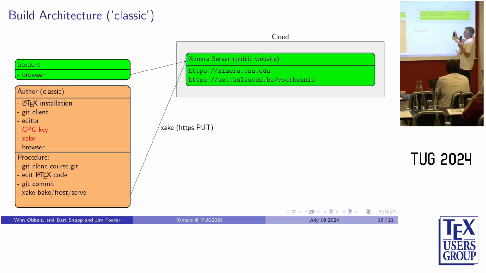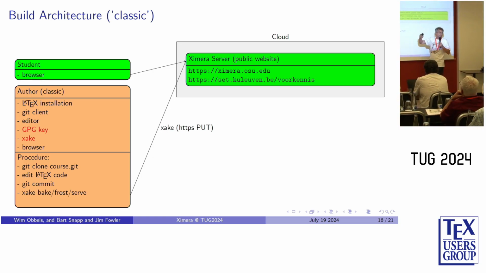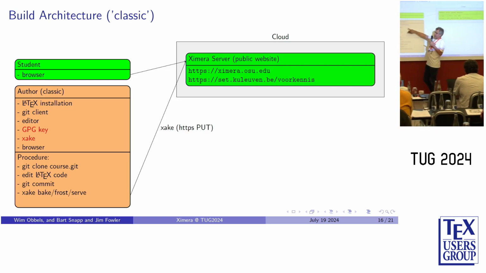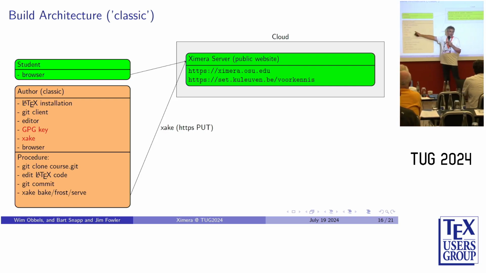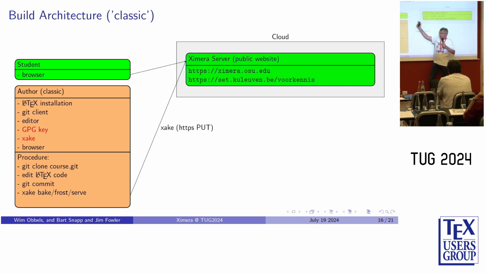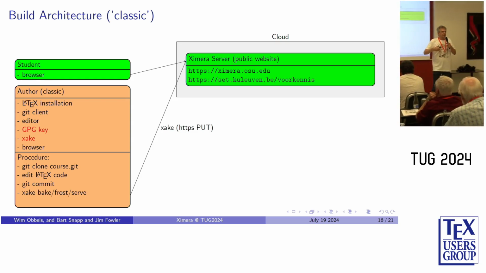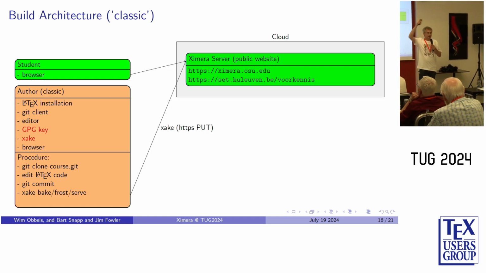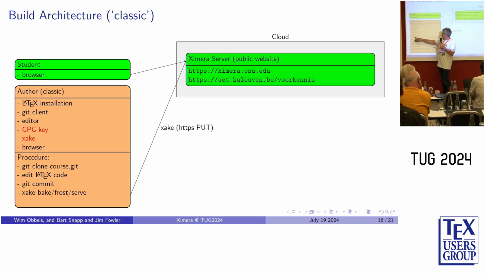The classical setup is that a student obviously just needs a browser and goes to the web server, and he has everything. An author typically would need a LaTeX installation, a Git client, an editor, a GPG key, because if he wants to publish something, he has to authenticate. Not everyone can publish. There is a Cake program, which is a joke on Make, to build the HTML and the menus and so on. So this is a Ximera thing. And he needs a browser.